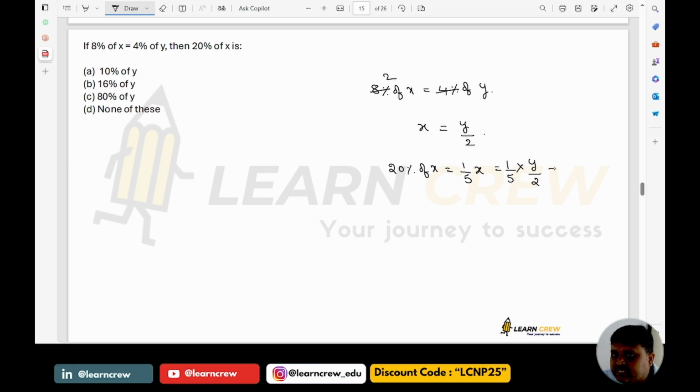So it is nothing but 1/10th of y. 1/10th means how much? 10%, which is 10% of y. So 20% of x is equal to 10% of y. So answer is option A.